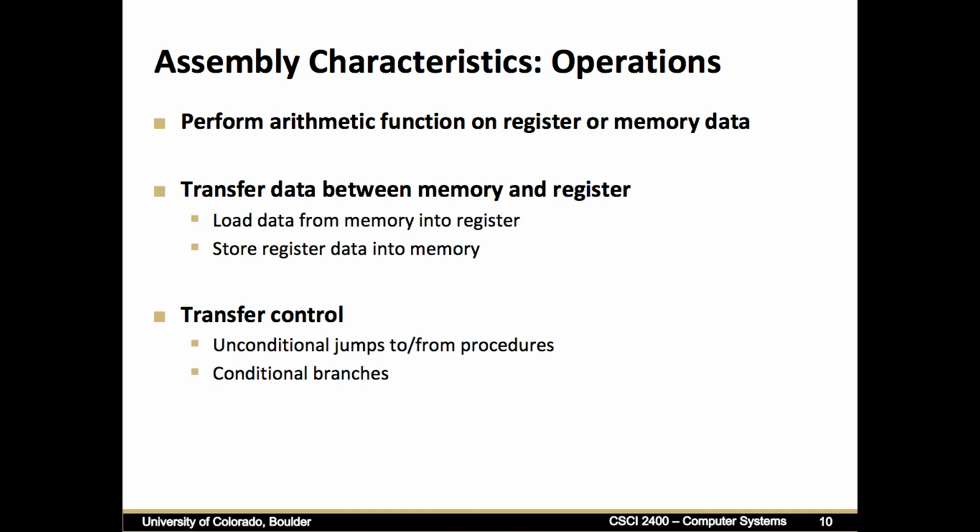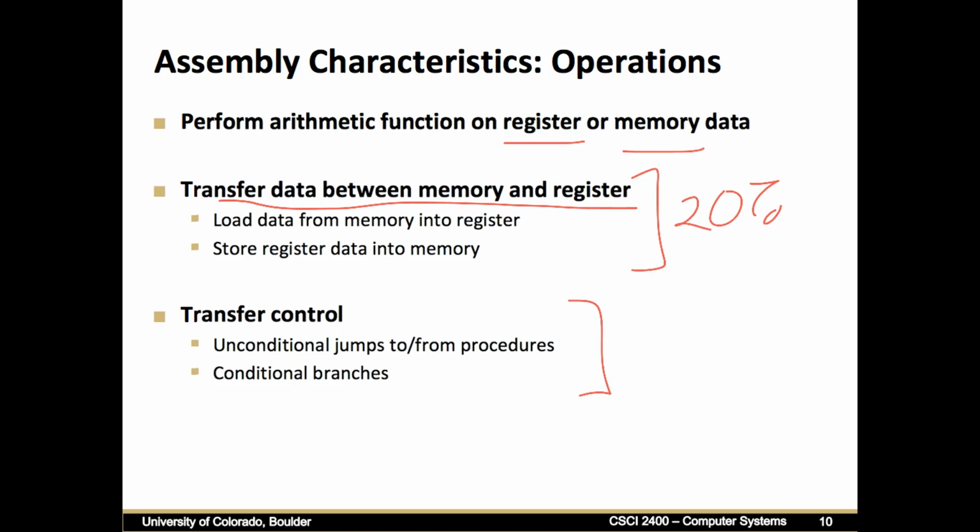In assembly code, we perform very simple operations. So we perform arithmetic functions on registers or memory data. Much of our time is actually spent transferring data between memory and registers, so loading data from memory into registers and storing register data into memory. This constitutes typically 20% of the time of every process of a CPU. 20% of the time is just moving data back and forth. And then there's control transfers. This is how we sequence what we're actually executing. So we'll see that we have what are called unconditional jumps and procedure calls, and this is all implemented in hardware. And then what are called conditional branches, that's used to implement an if-then-else.